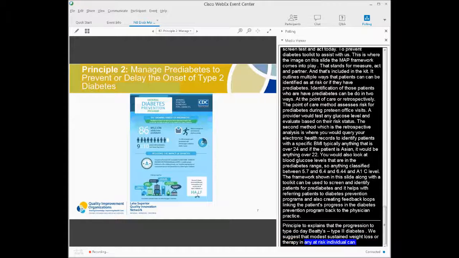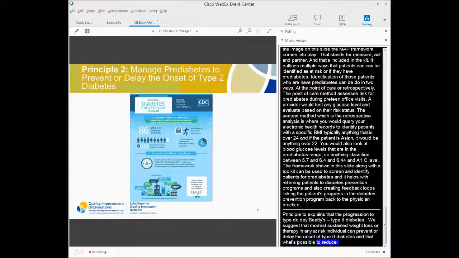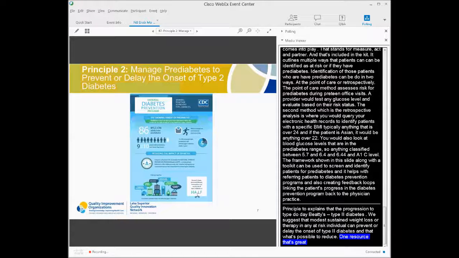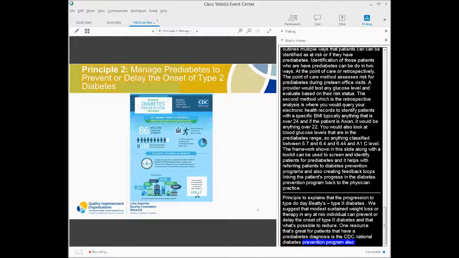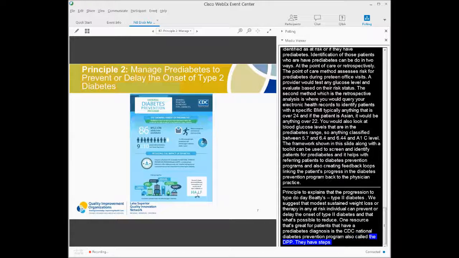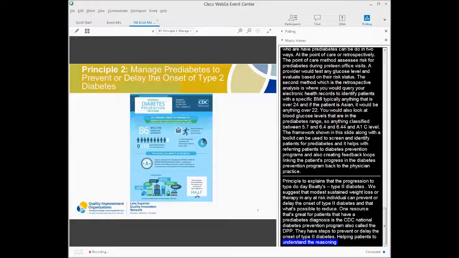So one resource that is really great for patients that have a prediabetes diagnosis is the CDC's National Diabetes Prevention Program, also called DPP. It has a lot of great steps to prevent or delay the onset of type 2 diabetes. So helping patients to understand the reasoning behind that and the importance of prevention is really the first step to the patient being a successful self-manager in their own care.